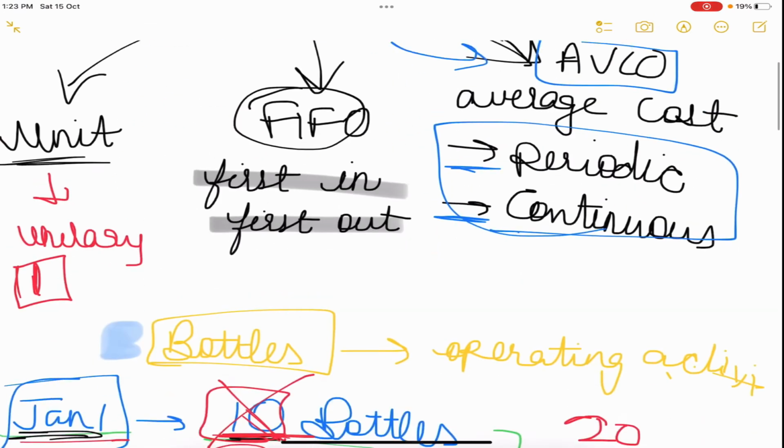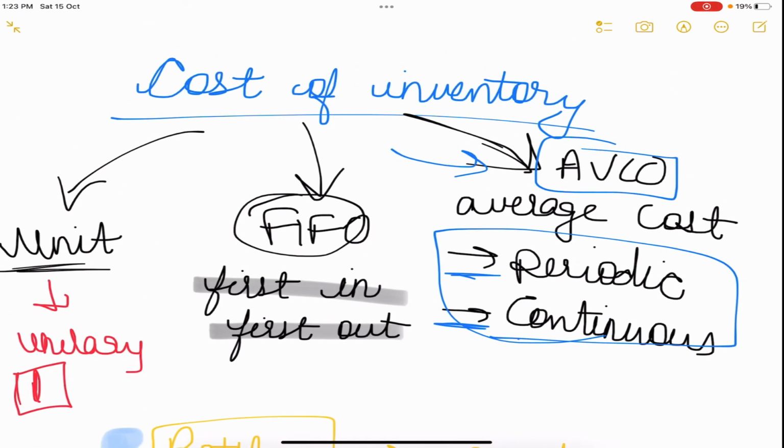Let's quickly revise the 3 methods. What are the 3 ways of finding the cost of inventory? The first one is the unit method, the second one is the FIFO method, and the third one is the AVCO method, which is the average cost method. The unit method is a unitary method, FIFO means first in, first out, and AVCO has two types. AVCO stands for average cost method. The first one is the periodic method and the second one is the continuous method.